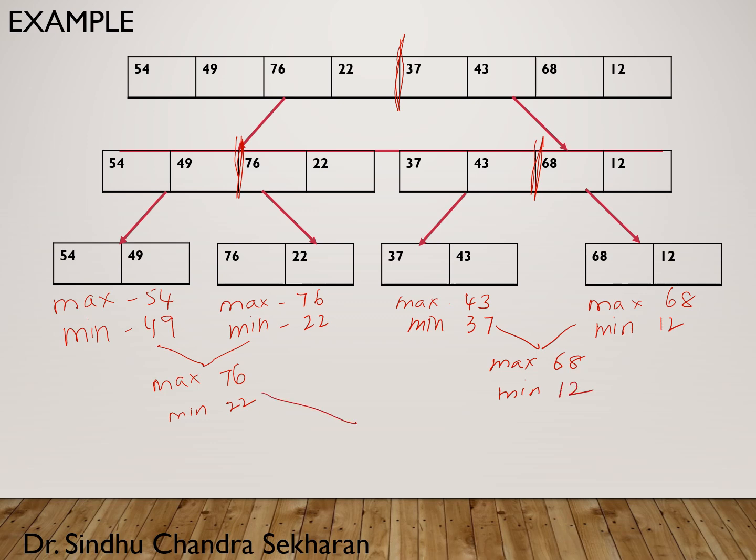Further combining the sub-problems, the maximum values are 76 and 68, and the minimum values are 22 and 12. So comparing 76 and 68, the maximum value is 76. Comparing 22 and 12, 12 is the minimum value. So when we solve this given array, where we want to find the maximum and minimum element, using divide and conquer, this is how we are able to identify the maximum and minimum values.